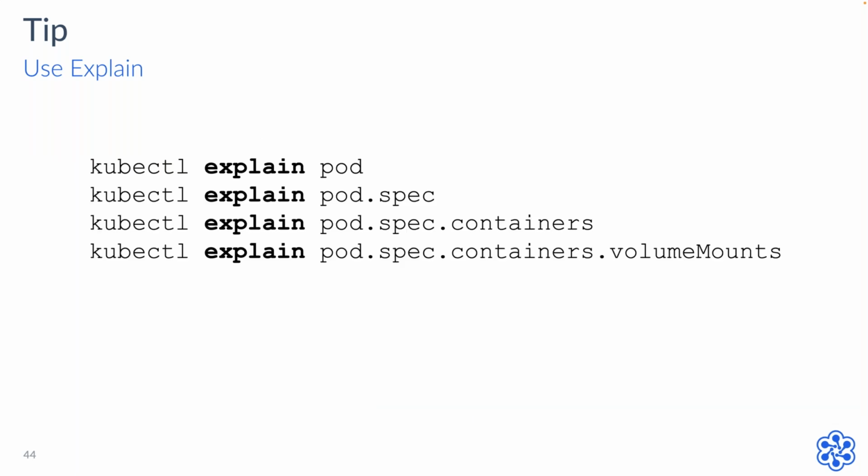A couple more examples of using explain. The first one we've already seen. You can navigate downwards. So the first one is showing the root level schema fields for pod. We're then navigating down into spec. So if you run the second command, you'll see all of the field structure for the pod.spec area. Likewise, the next one is pod.spec.containers, and you can keep drilling down basically till you get to a leaf level field name.